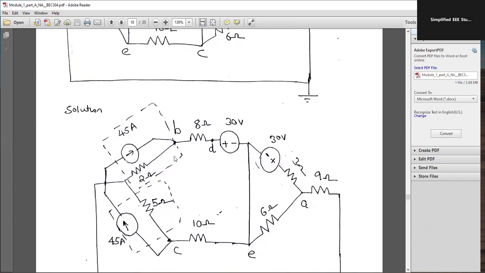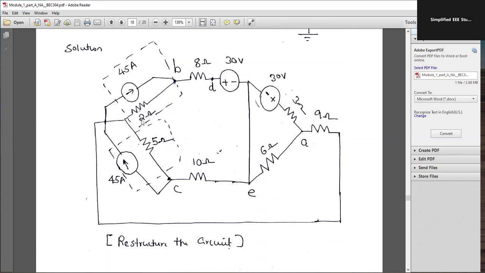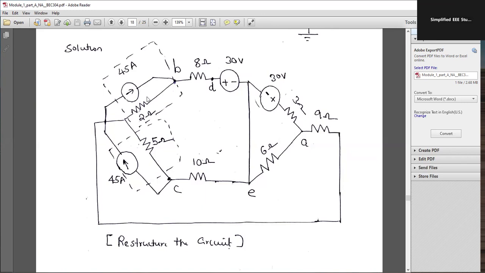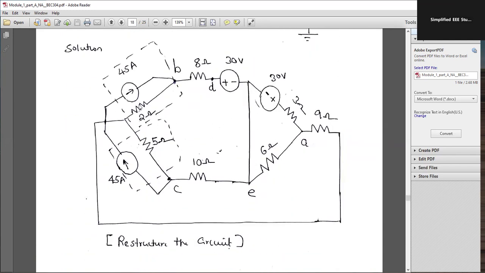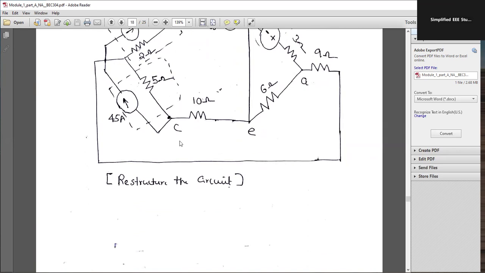Secondly, I'll be using current to voltage source transformation. 45 ampere parallel to a 2 ohm resistor is equal to a 2 ohm resistor in series with the corresponding voltage. Now the dotted portion I'm going to reduce. Once again, I will show you: given the circuit diagram, 45 ampere parallel to the 2 ohm resistor I am going to convert, and 45 ampere parallel to the 5 ohm resistor also.